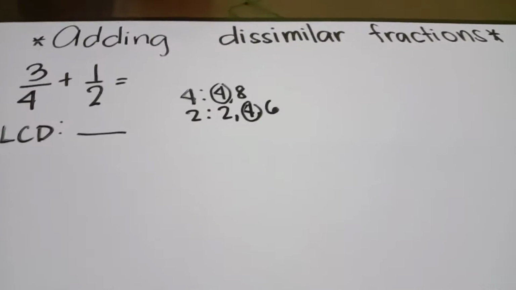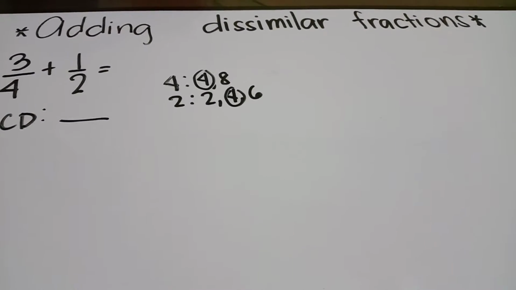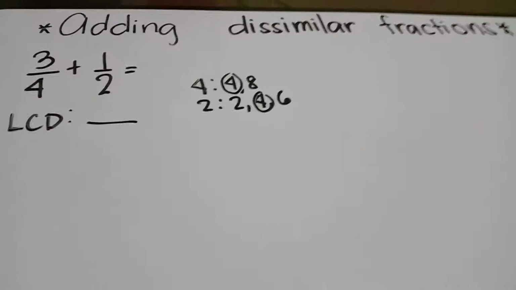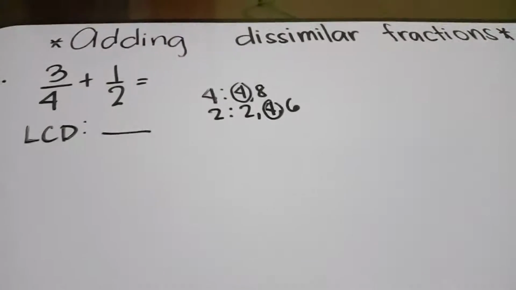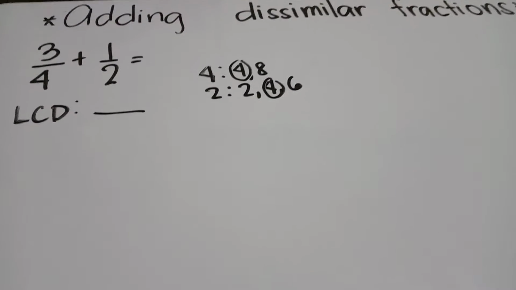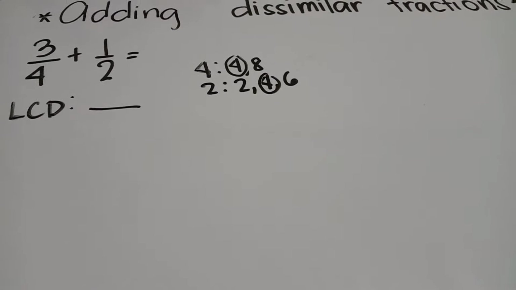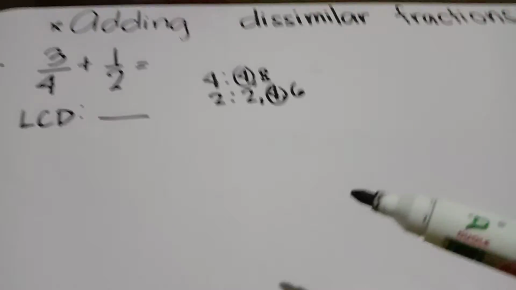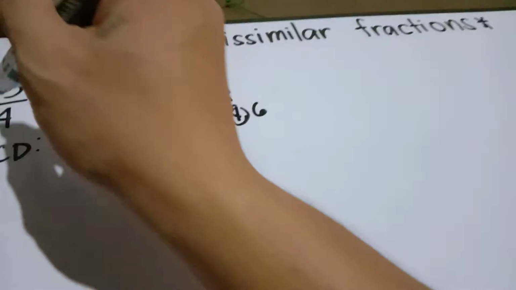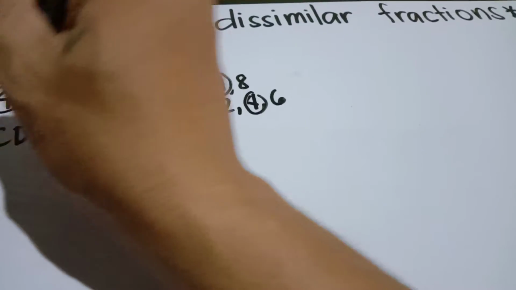In this video, we are going to focus on adding dissimilar fractions. Okay, so let's start with a very simple example. We are going to add 3/4 and 1/2. Try to look at the given fractions, 3/4 and 1/2. Try to look at the denominators.